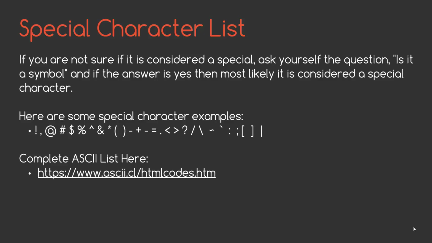Here are some common special character examples. So you can see exclamation, comma, the @ symbol, hash, $, percent, all of these types of characters, mathematical operators, all of those types of things, question marks, periods, all that kind of information, those would all be considered special characters. There's a complete list of ASCII characters listed in the third bullet point, and you can click on that link and basically get an idea of all the special characters there are out there.